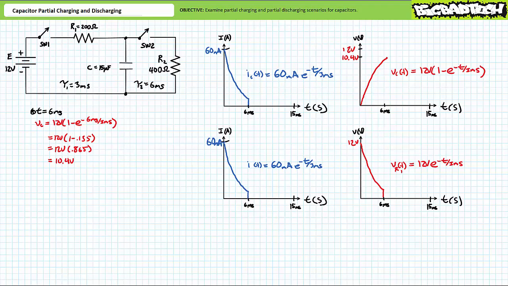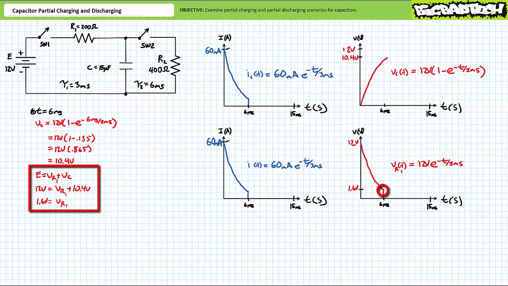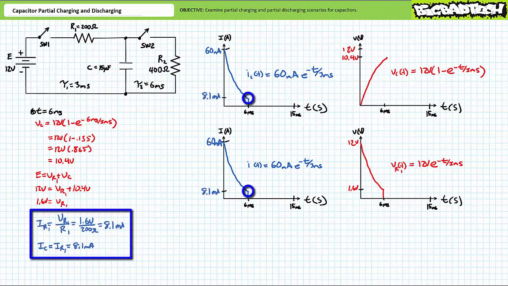However, we can also use much simpler and more reliable tools like series circuit properties, Kirchhoff's voltage law, and Ohm's law. Given the instantaneous voltage across the capacitor is 10.4 volts, an application of Kirchhoff's voltage law demonstrates that the voltage across resistor 1 must be 12 volts minus 10.4 volts, or the remaining 1.6 volts. A quick application of Ohm's law demonstrates that with 1.6 volts across R1, a 200 ohm resistor, approximately 8.1 milliamperes of current must be flowing through it, and by extension, 8.1 milliamperes must also be flowing into the capacitor because they are in series with one another.